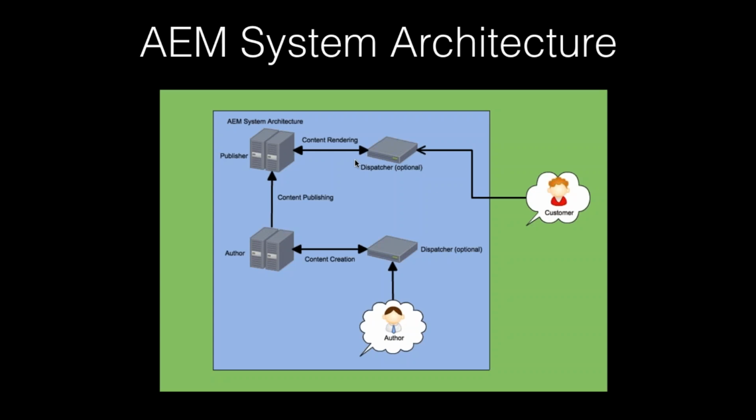For example, let's take that there is a dispatcher in front of publisher. When a customer accesses the website, he lands in the dispatcher, and the dispatcher in turn talks to the publisher, gets the content, stores it in the system, and then renders it to the end user, which is the customer. And this is the typical AEM architecture. You can have multiple.